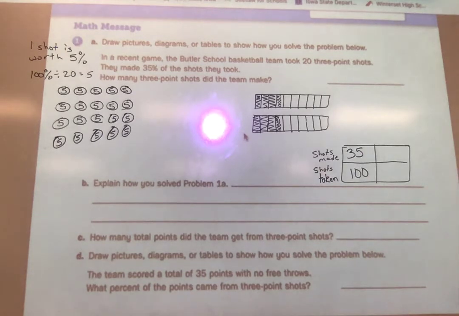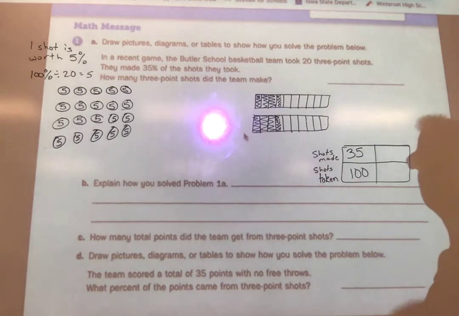So number 1, we've got a recent game. The Butler School basketball team took 20 3-point shots. They made 35% of the shots they took. How many 3-point shots did the team make? All right, so we're looking for how many 3-pointers did they make.